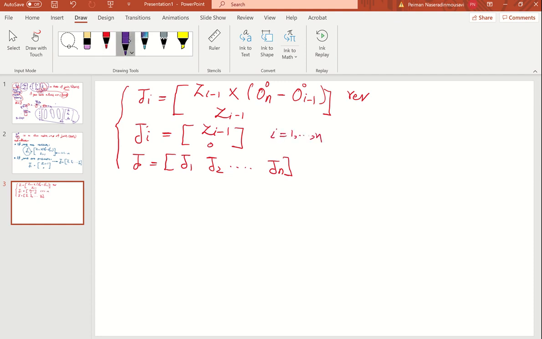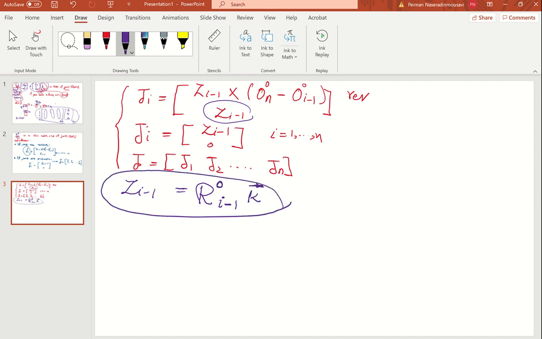For this formulation, z i minus 1 is the rotation matrix of that joint with respect to the base coordinate system in its k component. I'm going to give you an example in k component. Understand? And remember, the k component is 0 in coordinate system 1. Okay, now let us go for the example of a robot, and you will understand what I'm talking about.